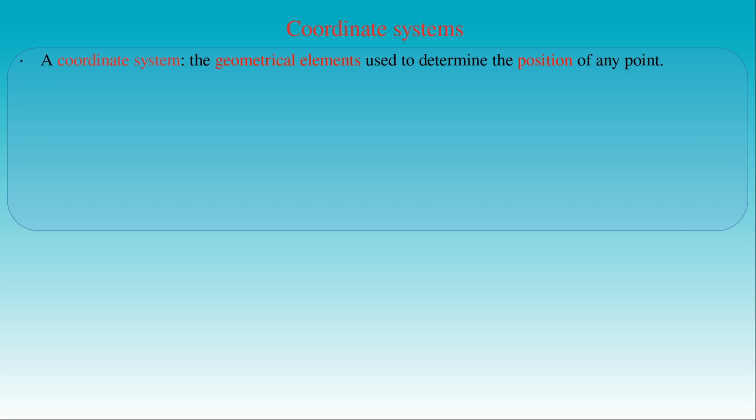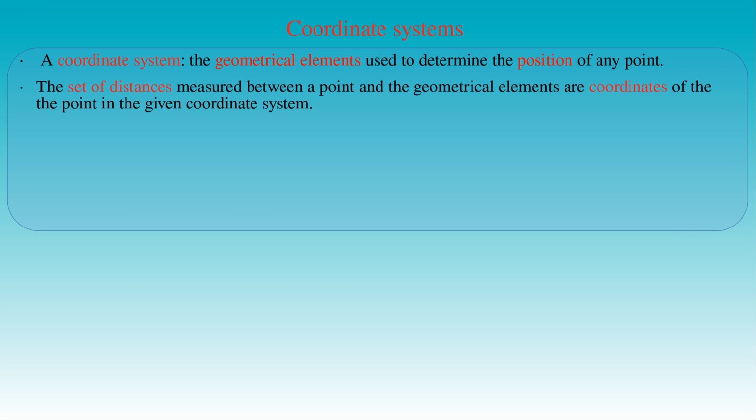Now we are ready to introduce the concept of the coordinate system. The set of the geometrical elements used to determine the position of any point in space is called a coordinate system. Then the measured distances between the point and these elements are called the coordinates of the point in the given coordinate system. We can have a quantitative description of the position of a body in space if we attach a coordinate system to the frame of reference.